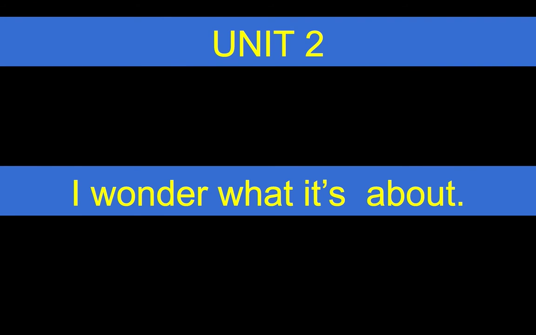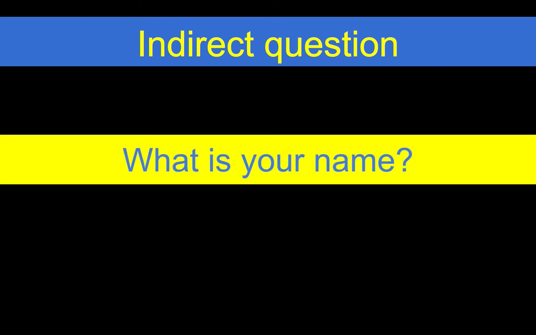Okay. Moving quickly, Unit 2. So Unit 2's title was I Wonder What It Is About. I wonder what it is about. In this unit, we practiced making indirect questions. So you can see a direct question. What is your name? What is your name? But sometimes this sounds a little rude. It sounds unkind or bad.